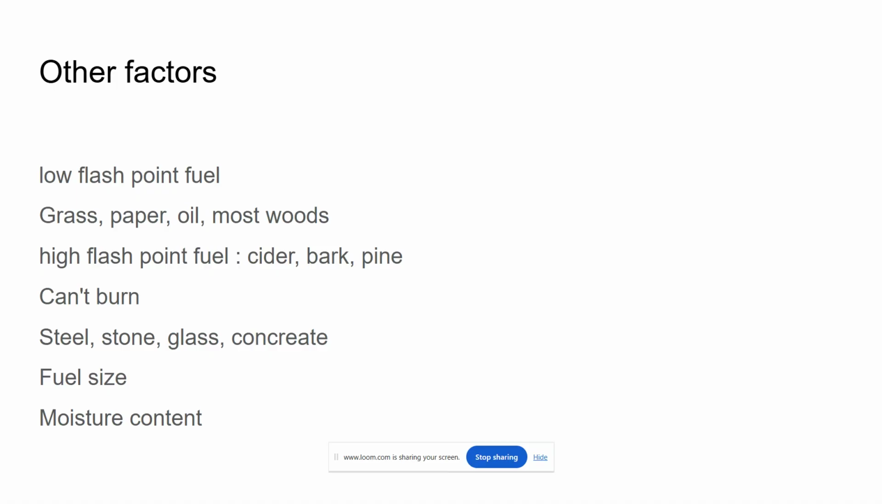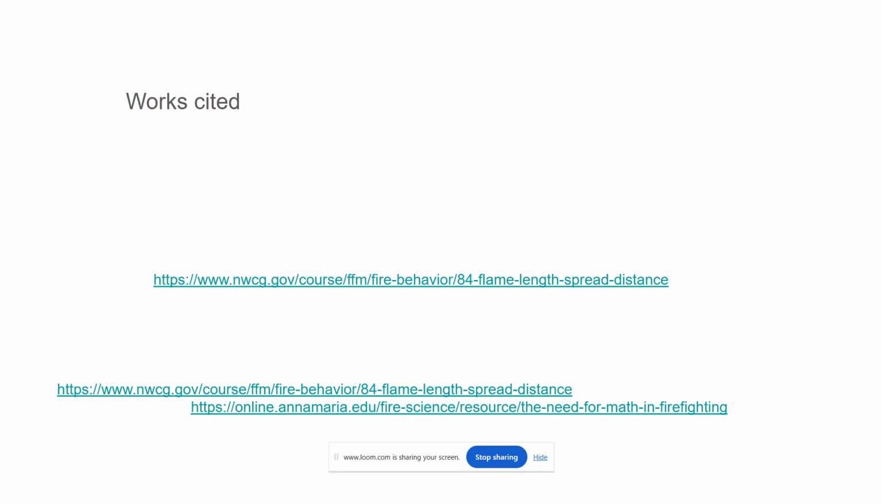And the last factor is the moisture content. If you have ever stuck a living branch into a fire, it smokes quite a bit before burning. That's because the fire has to evaporate all the moisture inside of it to actually use it as fuel. And that's my presentation.